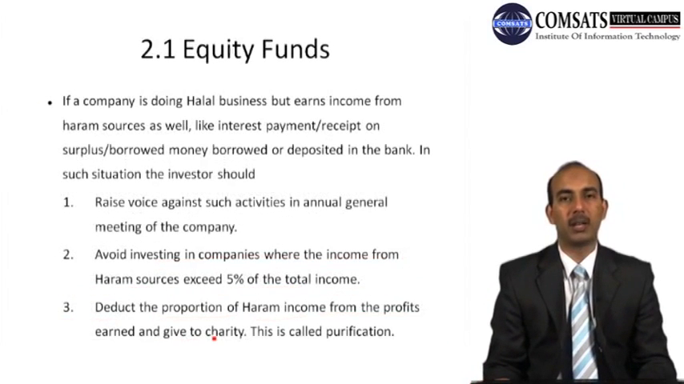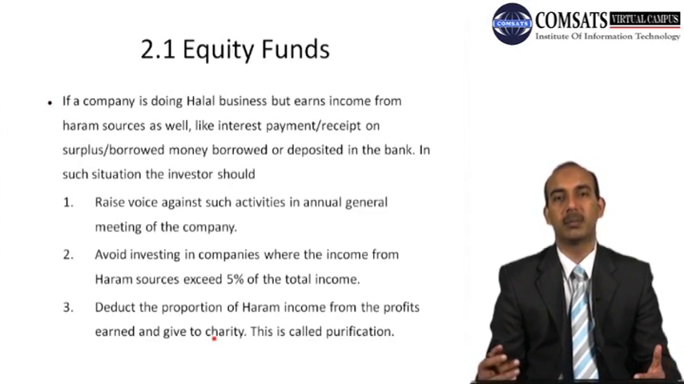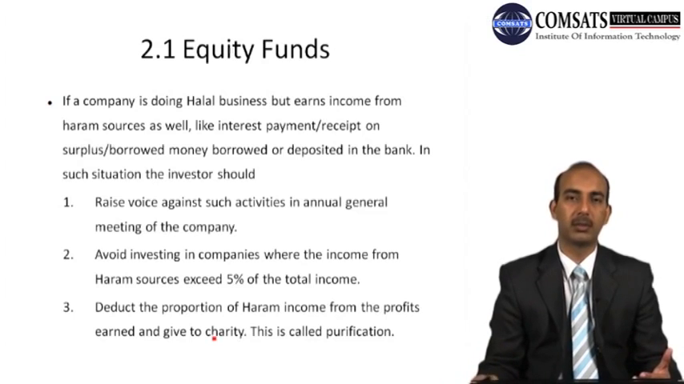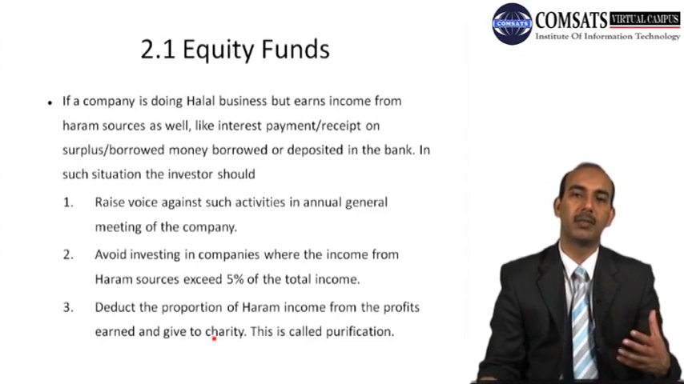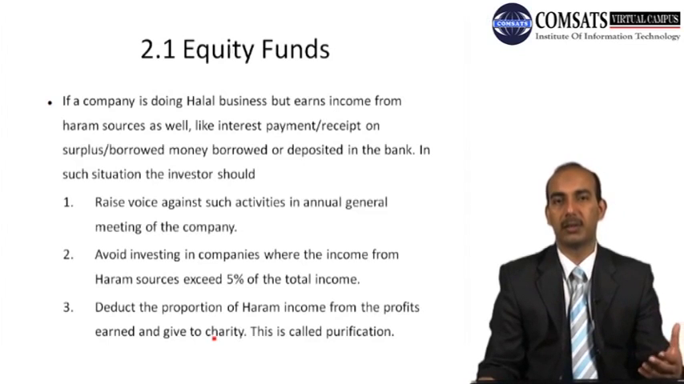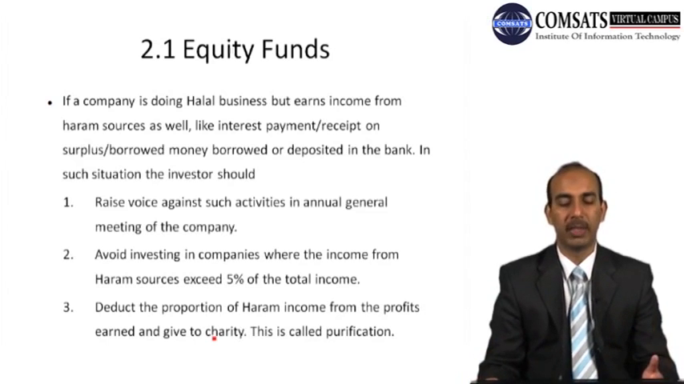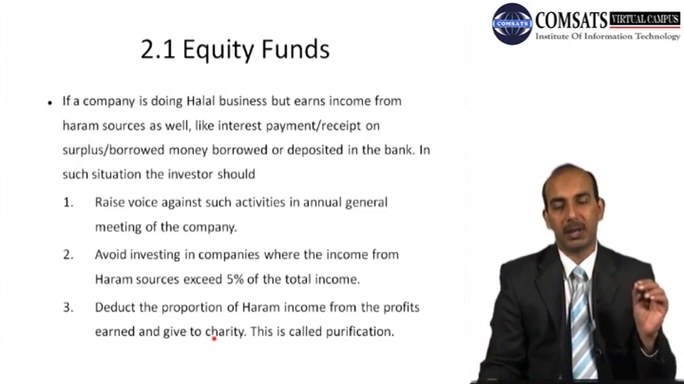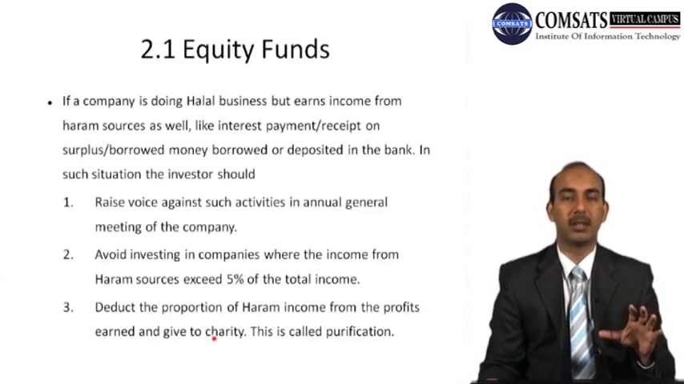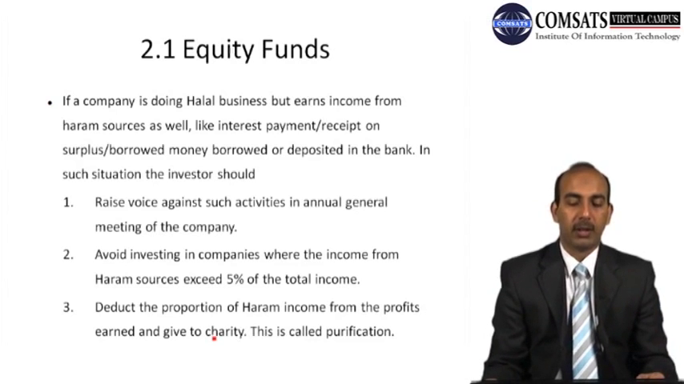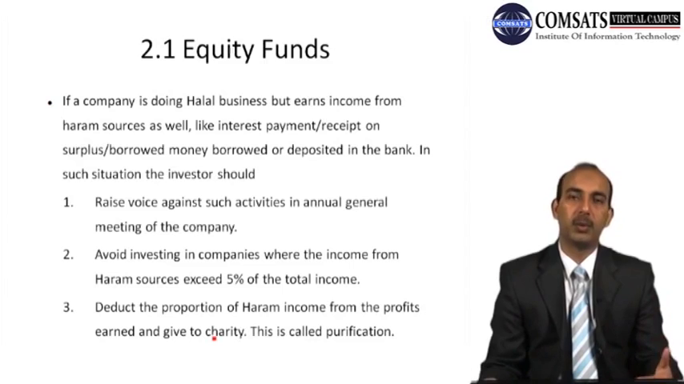And if a company is doing halal business but earns income from haram sources as well, for example, it is a common practice by the companies that they deposit their surplus funds into interest bearing accounts or into some short-term securities where the maturity period is 3 months or 6 months or less than 1 year, and they earn some interest over it. So in that case, a part of their income comes from haram sources, that is interest income. So what should the investor do in that case?